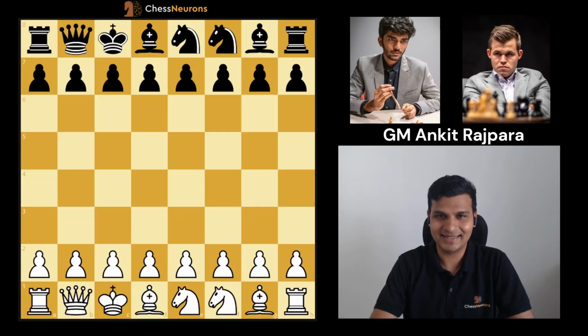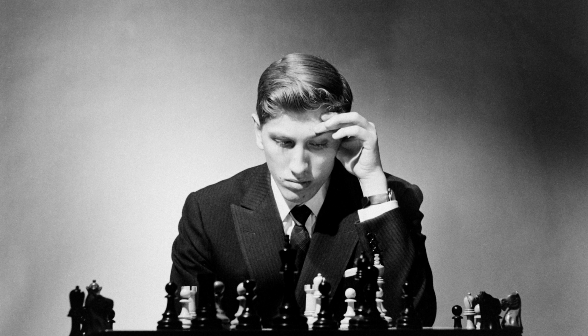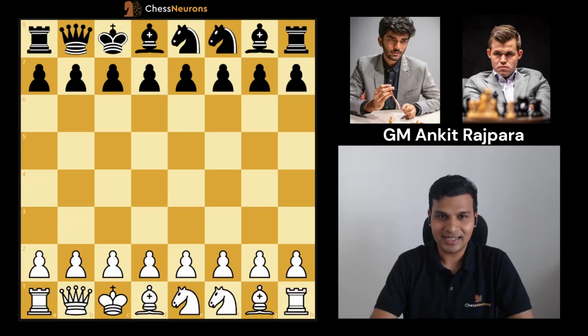What is Chess 960? It is a variant of chess that was invented by former world champion Bobby Fischer. In this format, the starting position of the pieces are randomized. As you can see on the board, the pieces have been jumbled. They are not in the position that we usually see.